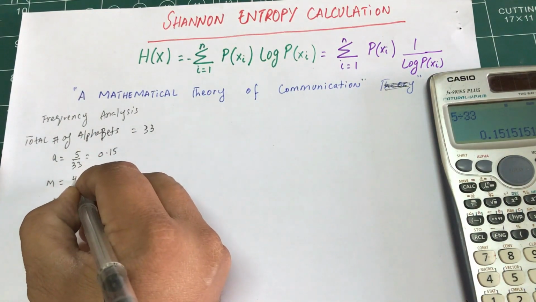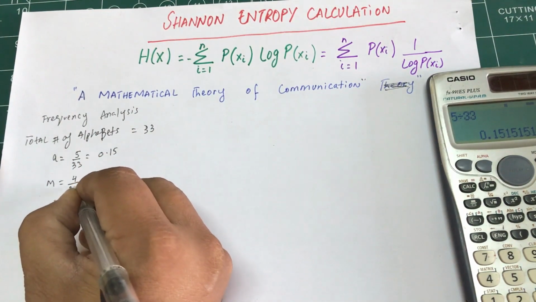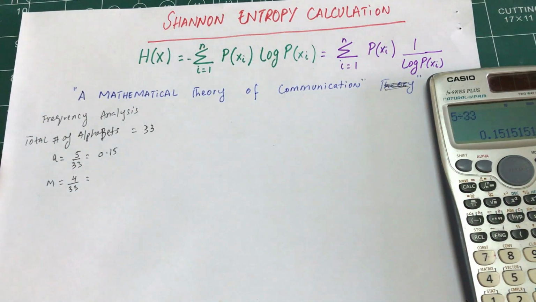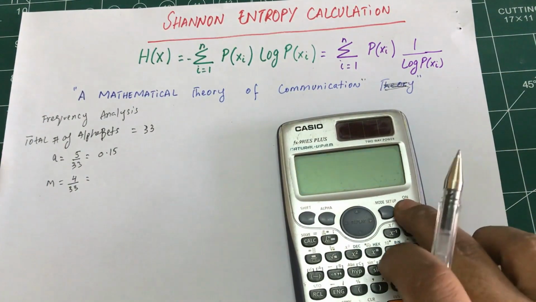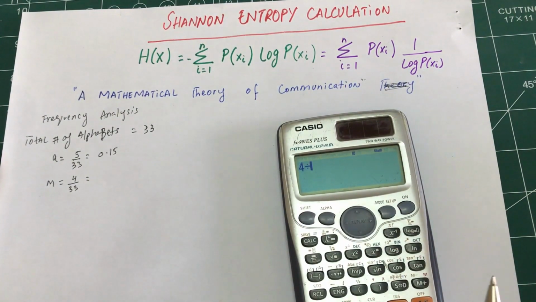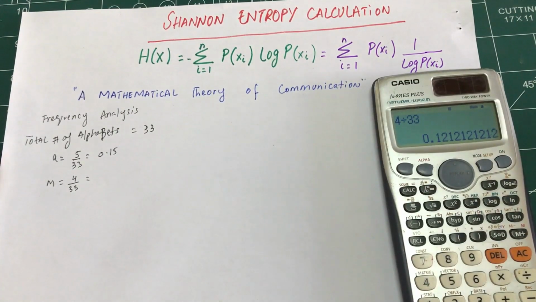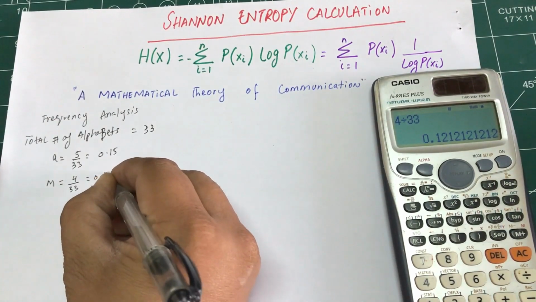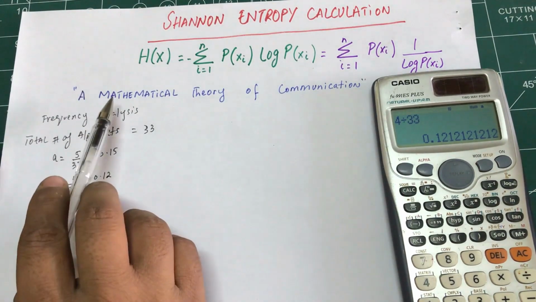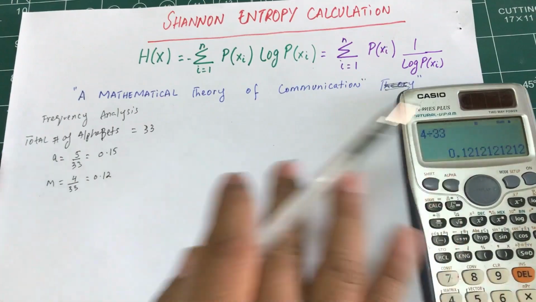So A has occurred 4 times. Divide by the total number of letters. Let's bring out our calculator. So this is going to be 4 divided by 33, so that would be 0.12. The probability is 0.12.